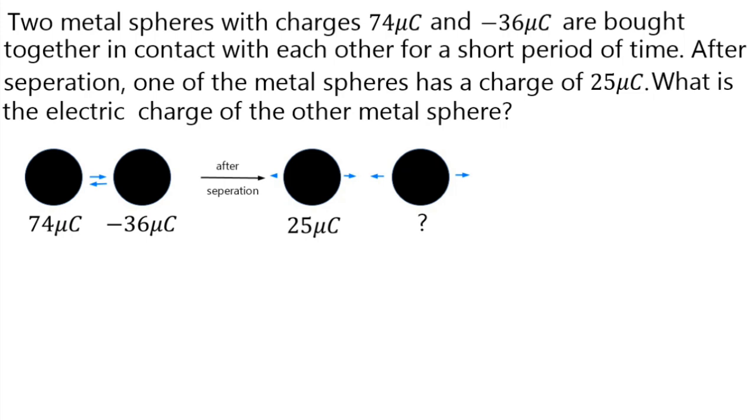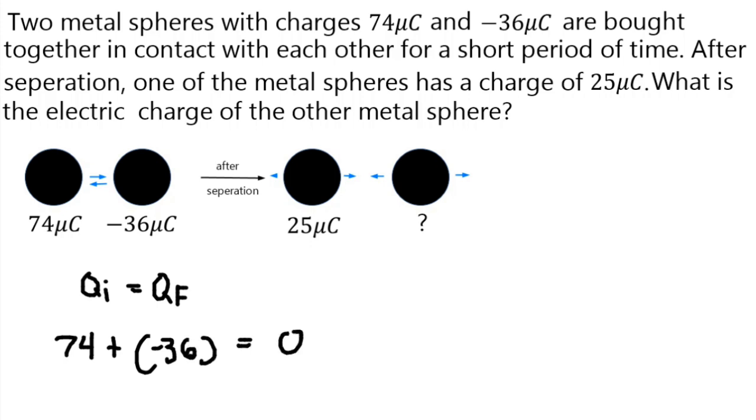So now let's do this. Two metal spheres with charges 74 microcoulombs and negative 36 microcoulombs are brought together in contact with each other for a short period of time. After separation, one of the metal spheres has a charge of 25 microcoulombs. What is the electric charge of the other metal sphere? So what we're going to do is just get the initial charges and then set it equal to the final charges, which is going to be Q2 plus the other one, 25 microcoulombs.